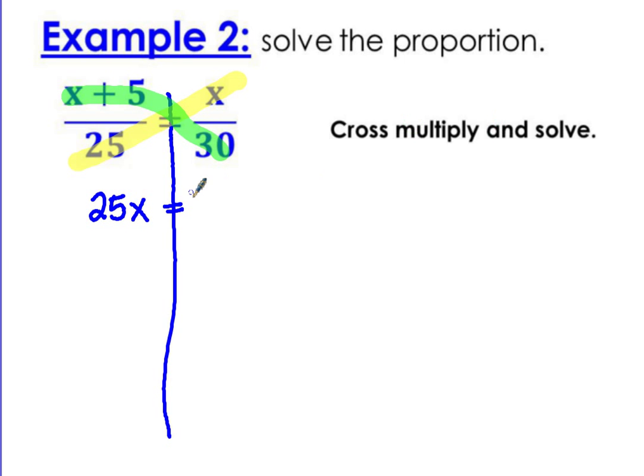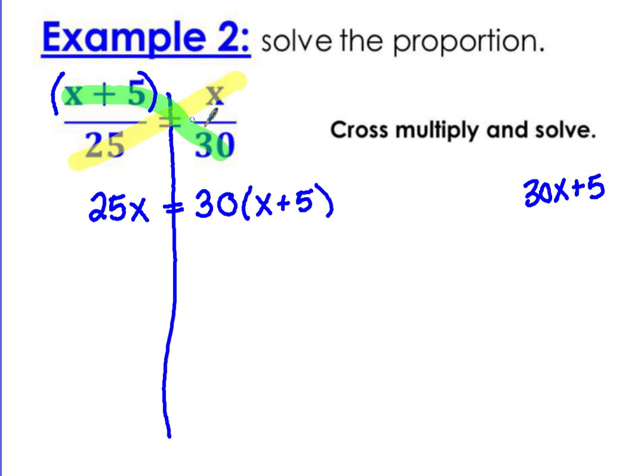And when I write that out, I have to be careful. I have to make sure that I put parentheses around x plus 5. Because if I didn't, it would just be 30x plus 5. It would look like this. And if I didn't put this in parentheses to show that this is an entire group, then I'm only multiplying 30 times x, when in reality, cross multiplying would be multiplying 30 times this whole thing, x plus 5. So you have to put it in parentheses, so make sure that you're careful there.